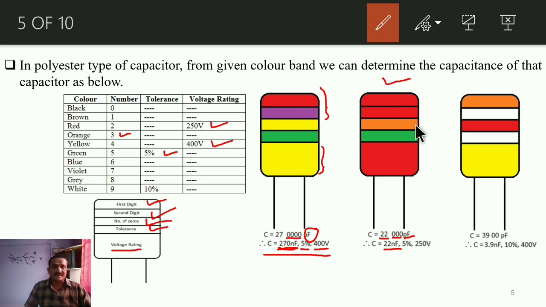Now the fourth band is for tolerance, again it is green, which means 5% tolerance, and the last remaining part, that is for voltage handling, is red color, which means the capacitor is a 250 volt rating capacitor. So finally the capacitor you have to read as what? 22 nanofarad with 5% tolerance and 250 volt voltage handling capacity. And this last one also you can check, right?